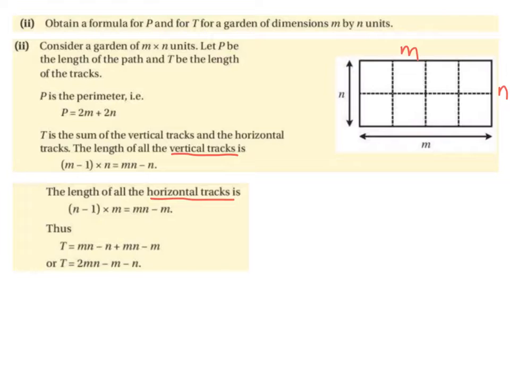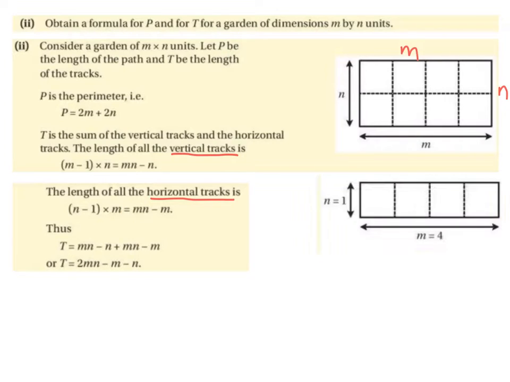So if we just have a look at our answer from part 1, it'll help us out with figuring out where these came from. So this was the sketch that we drew in part 1, and we noticed that we have m being a length of 4 and n being a height of 1, and we have 3 vertical tracks in between.